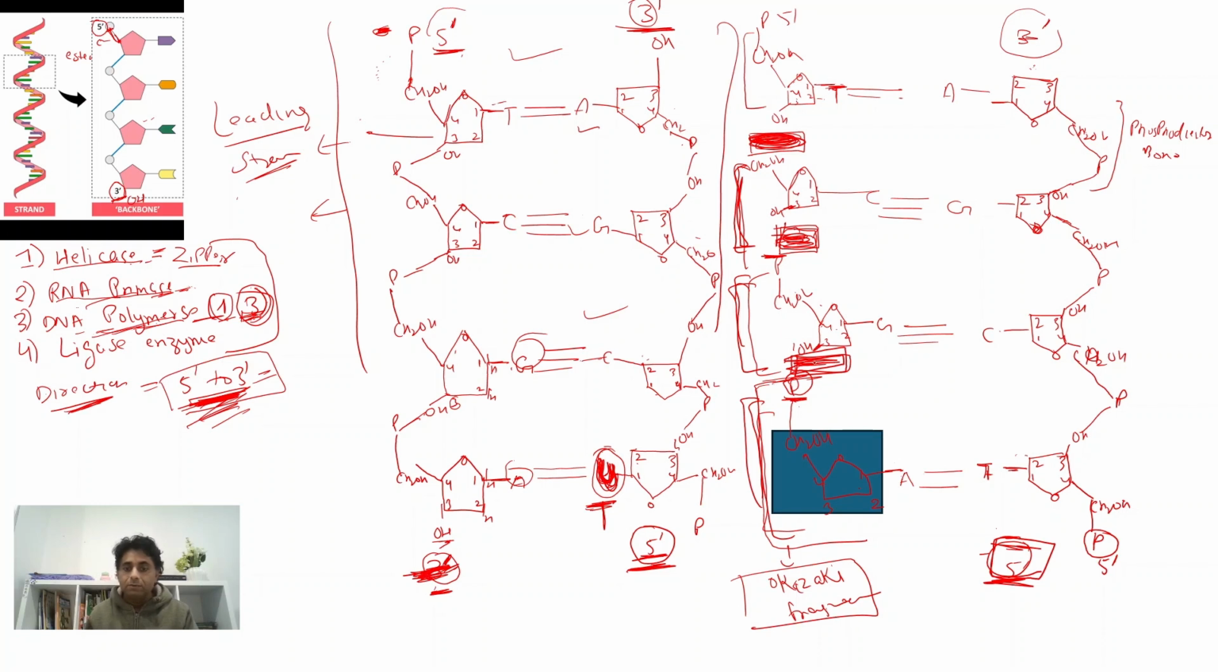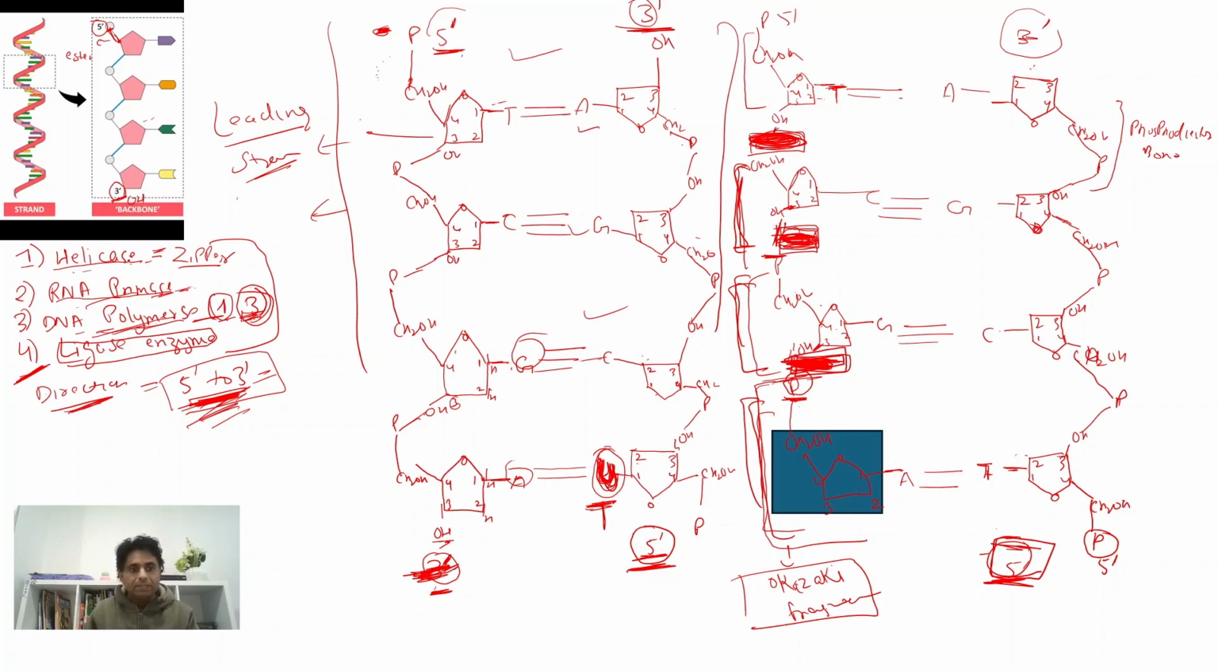And lastly, we need to fix the gaps between the hydroxyl group of the pentose sugar and the phosphate group. So the last enzyme, the fourth enzyme, the ligase, comes and seals the gaps. Ligase comes and seals and joins the bond. It makes the bond. And this is the whole process of DNA replication.